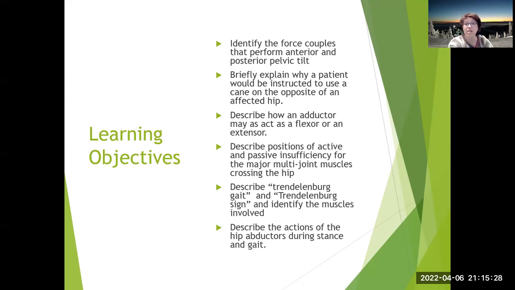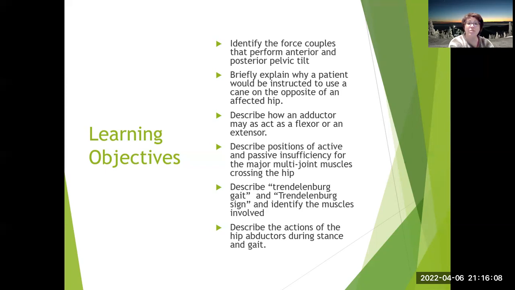I want you to be able to describe positions of active and passive insufficiency for the major multi-joint muscles crossing the hip. Of course, we're mostly talking about the rectus femoris and the hamstrings. Those are our major multi-joint muscles crossing the hip. We could say iliopsoas as well, but we're talking rectus femoris and hamstrings for the most part. When we talk about the trunk muscles towards the end of the quarter, we'll probably bring the iliopsoas back for a guest appearance, just to talk about passive and active insufficiency again at that point.